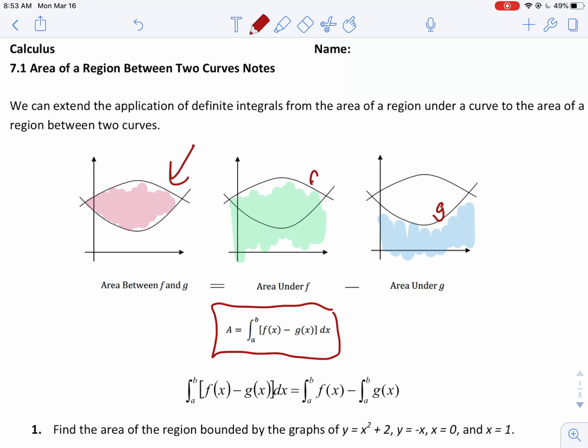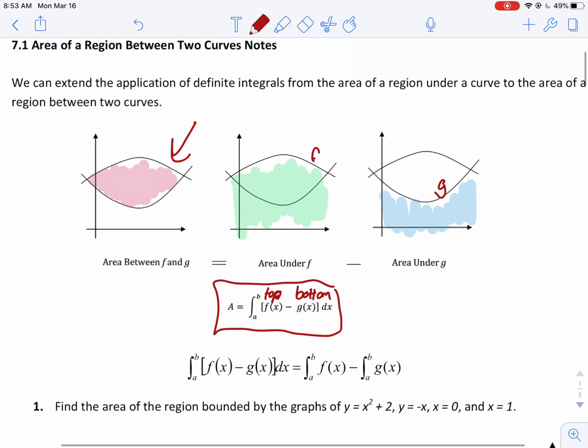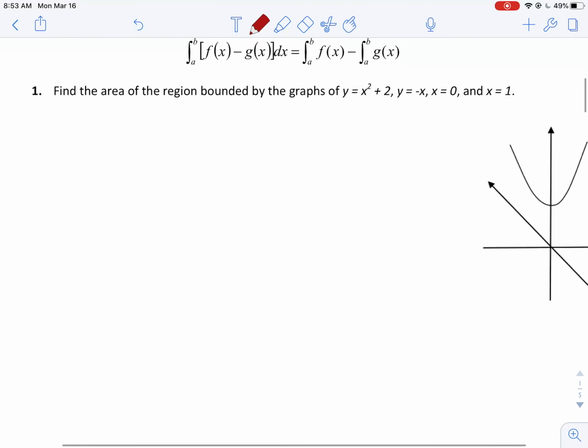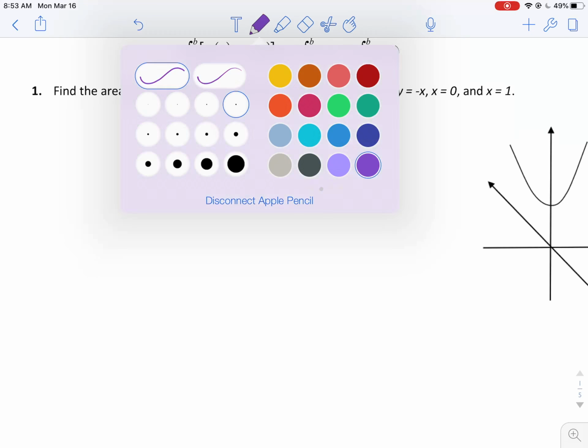So here's the concept that we're working with. The area between two curves is the integral from a to b of the top function minus the bottom function. So let's take a look at example 1.